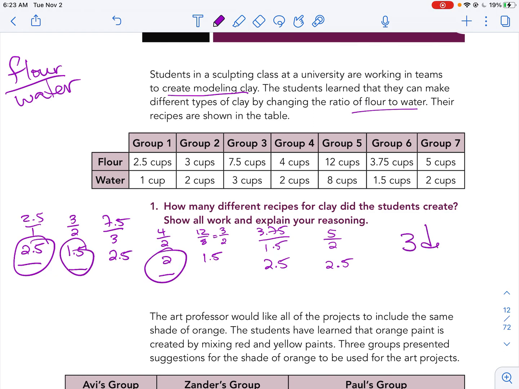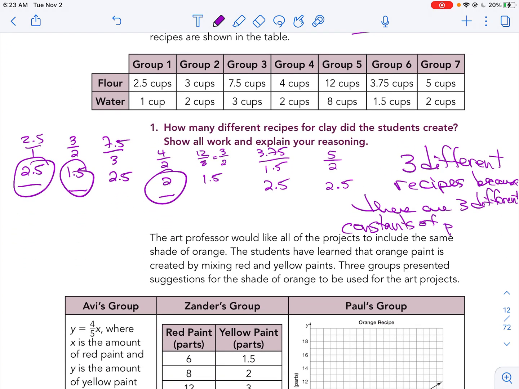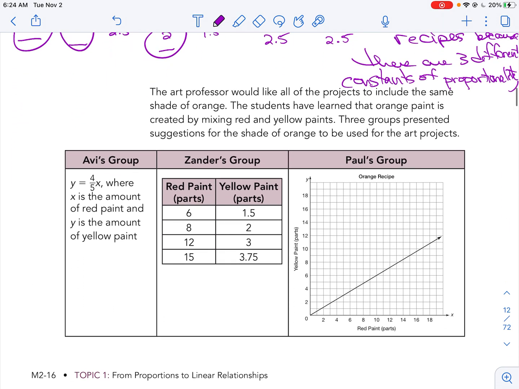There are 3 different recipes because there are 3 different constants of proportionality. There we go. Sorry, barely fit it in.